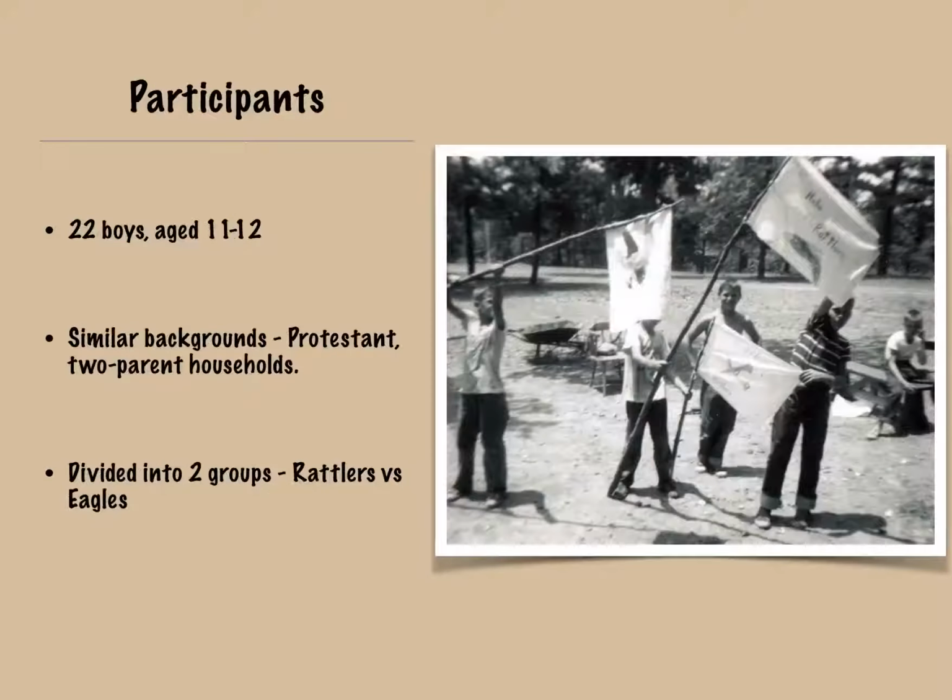The participants in this group were 22 boys between the ages of 11 to 12. And the boys were all under the assumption that they were going to a summer camp in Robbers Cave State Park in Oklahoma, USA. All 22 boys came from a Protestant two-parent household, and this was in order to cause the children to have as similar a background as possible.